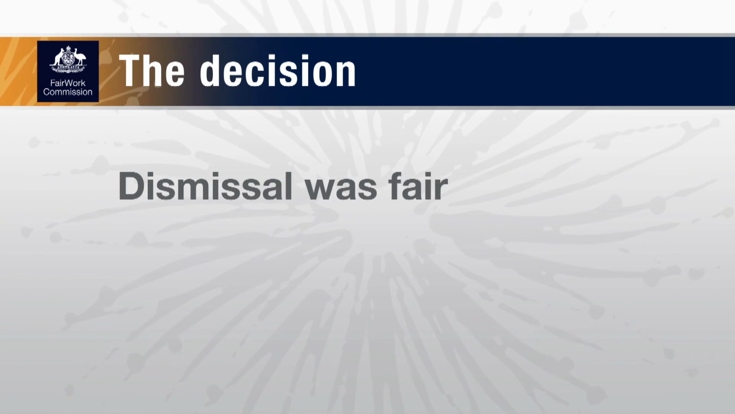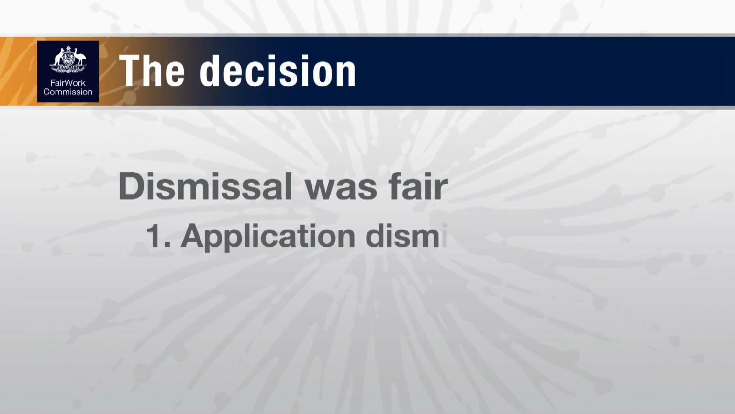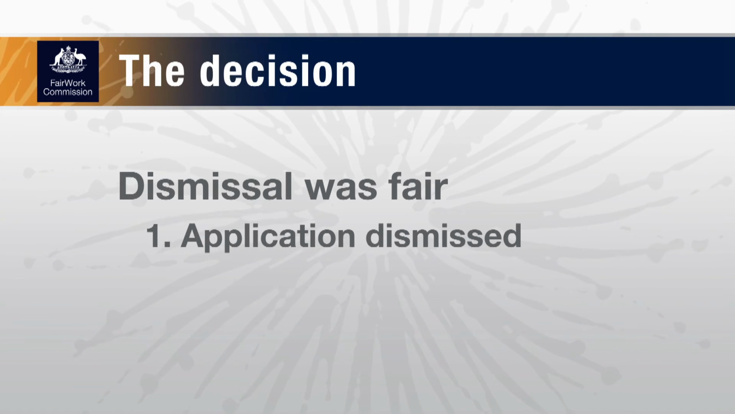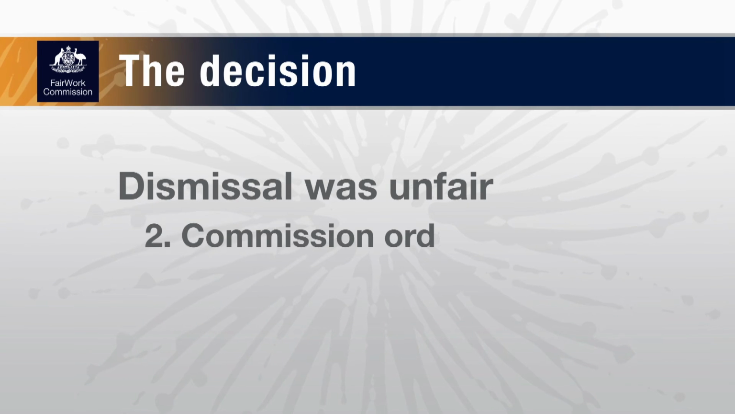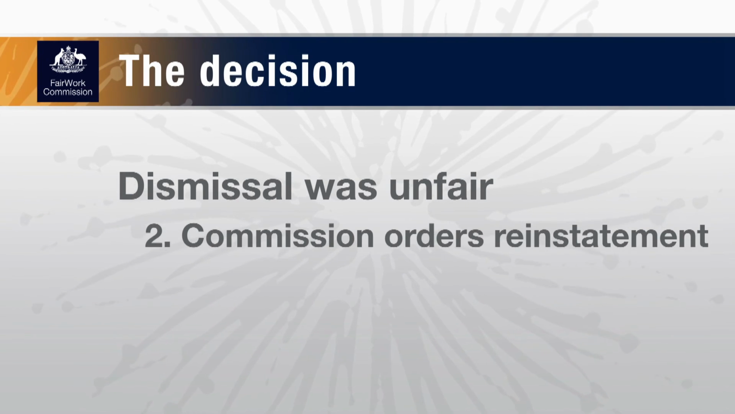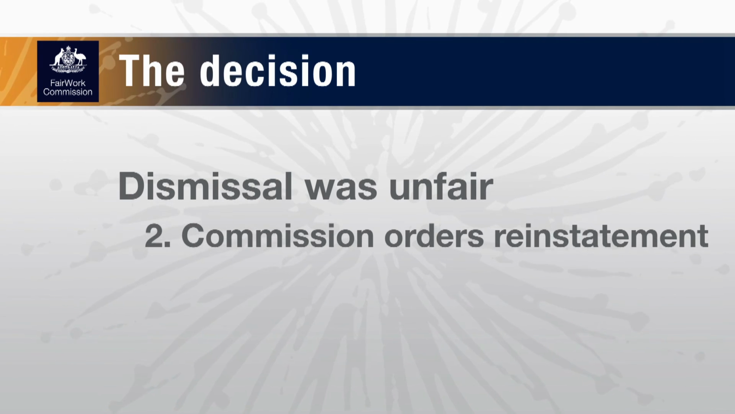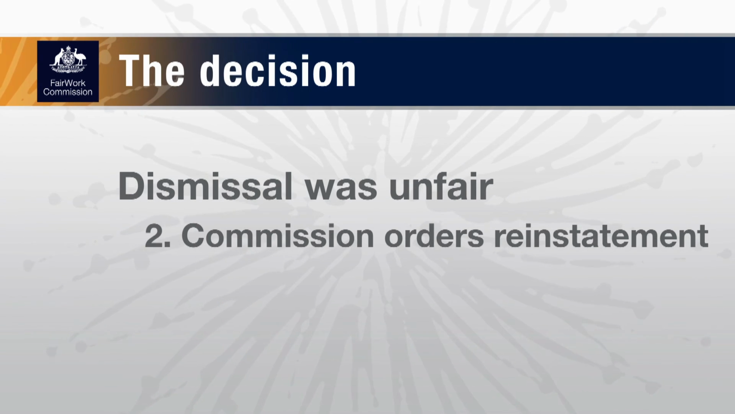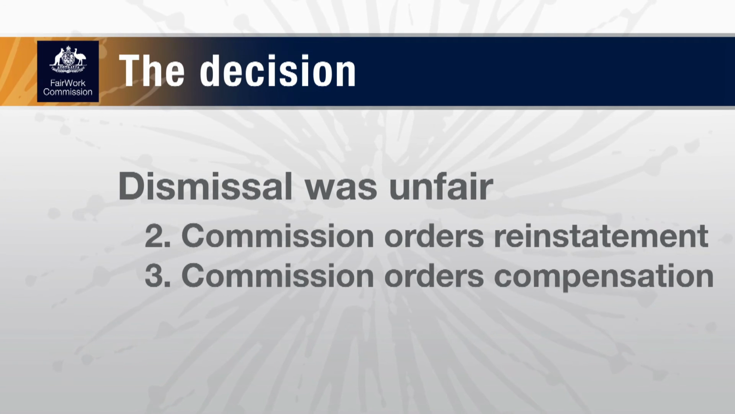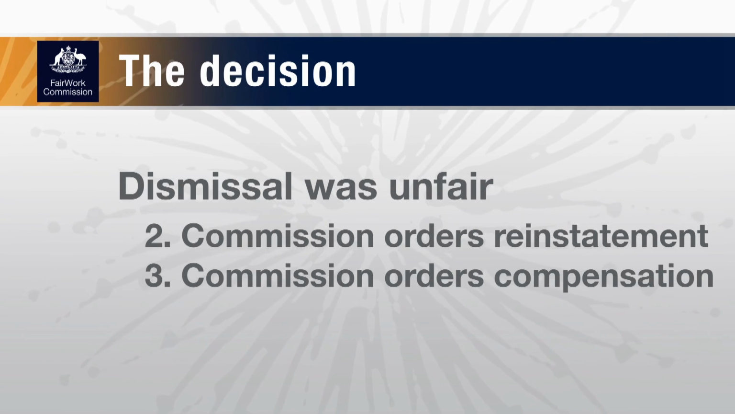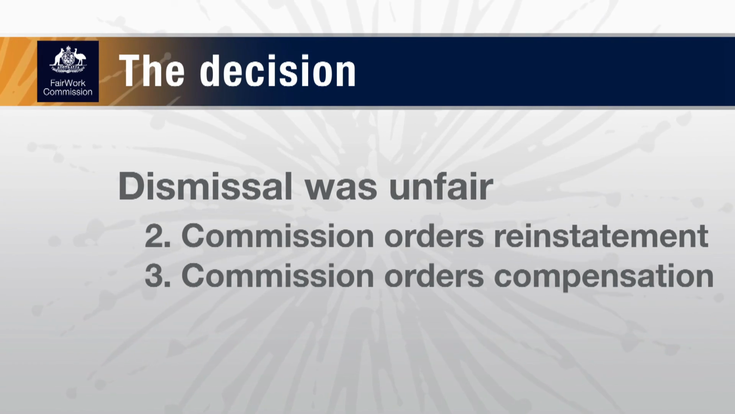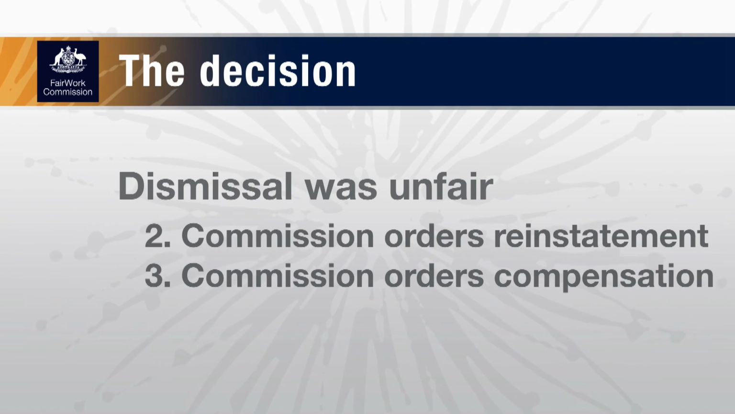There are only 3 possible outcomes from a hearing or conference. If the dismissal was found to be fair, the application is dismissed. If the Commission finds the dismissal was unfair, it can order the employee to be reinstated to their job or appointed to another job on terms and conditions that are no less favourable. The Commission can also order payment of compensation to the employee. Reinstatement and compensation are both called remedies.